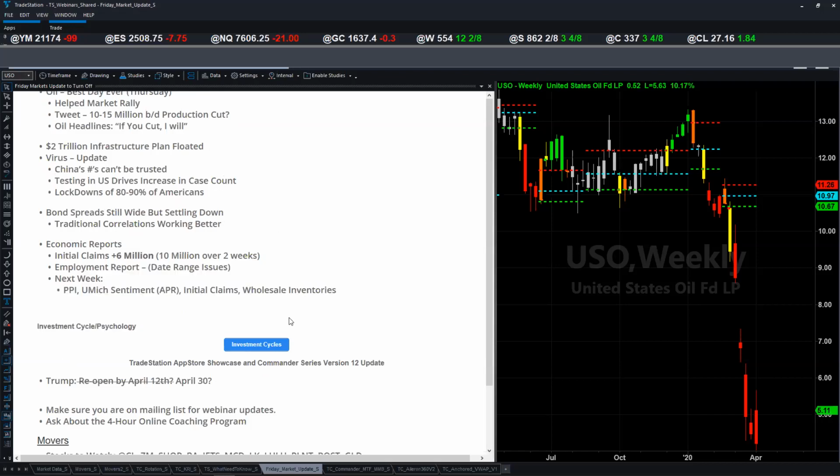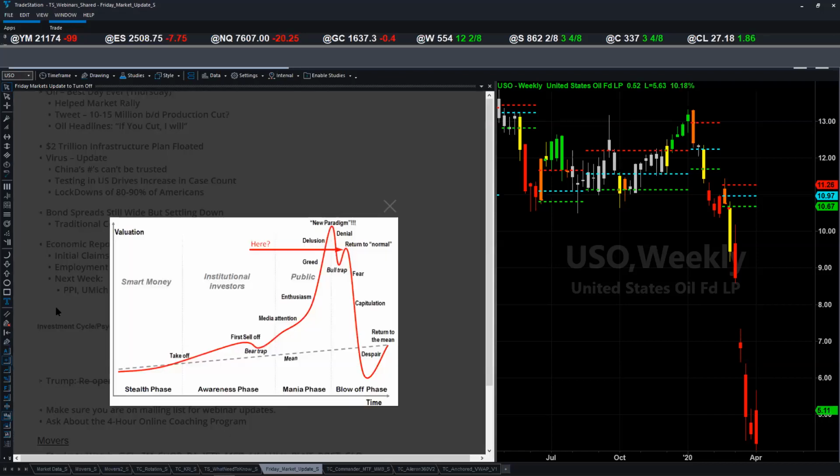I want to bring this chart up for a second here and just show this to you. And the big question is, where are we on this chart? You look at the stealth phase of a rally and a major blow-off of the rally towards the end. Let's take you through that really quickly.